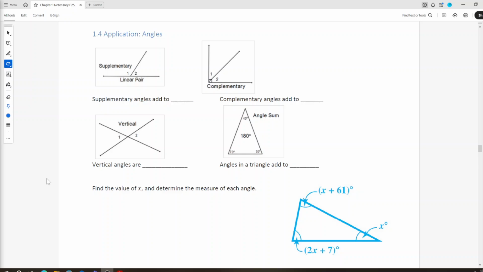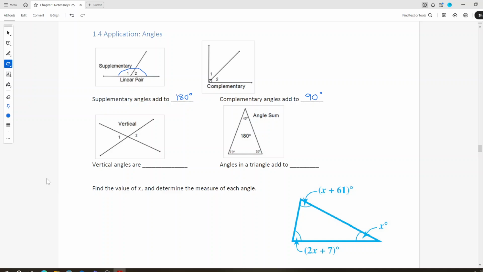So they're going to have to do with angles. There are 4 rules that you need to know. The first rule is that angles along a line are considered supplementary, and they always add to 180 degrees. Angles in a 90-degree corner are called complementary, and they always add to 90 degrees.